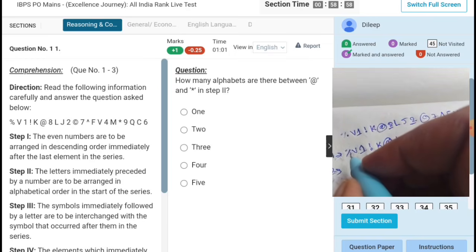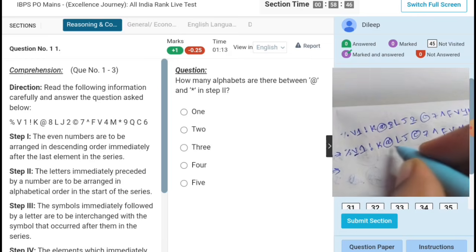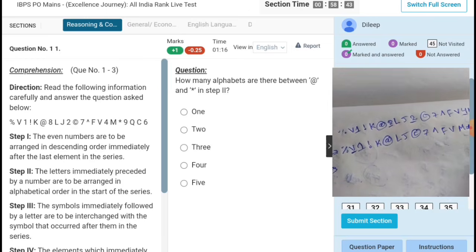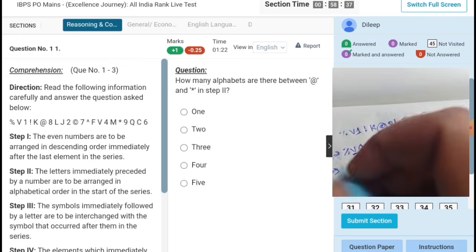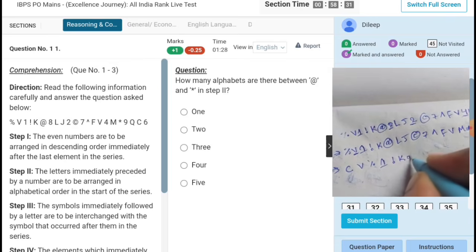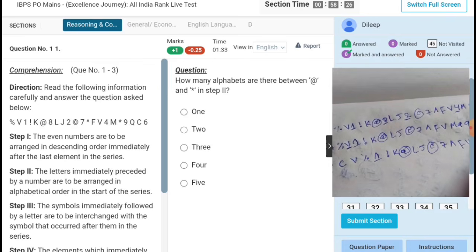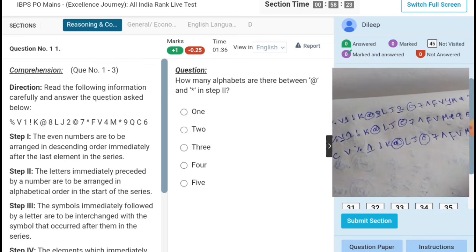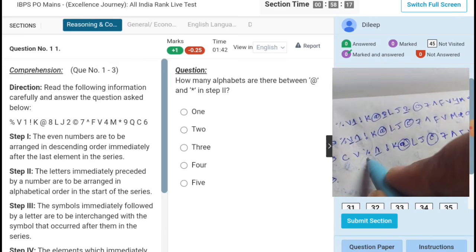And the letters immediately preceded by a number are to be arranged in alphabetical order. So V, preceded by the number, alphabetical order. So CV percentage 1K at the rate LJ7FVM 9Q 8642. And third, the symbols immediately followed by a letter.